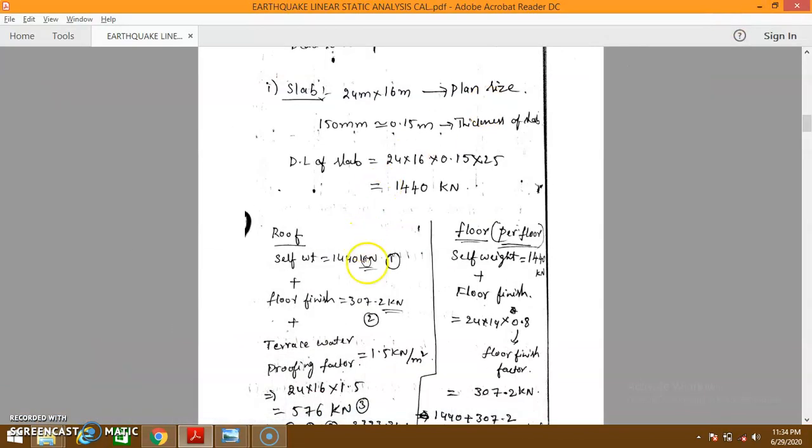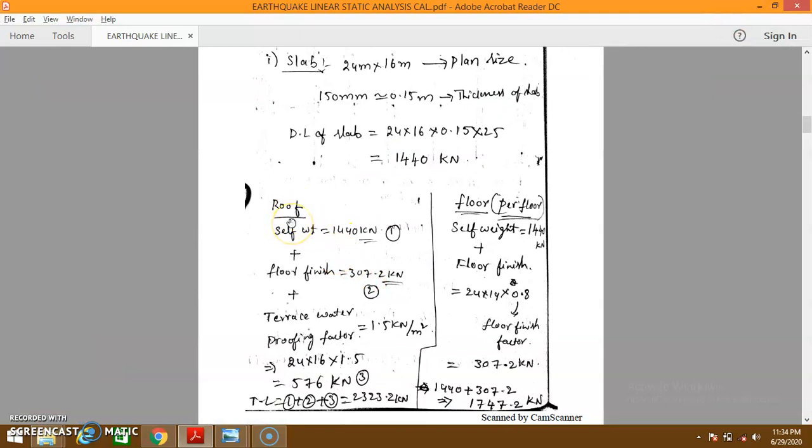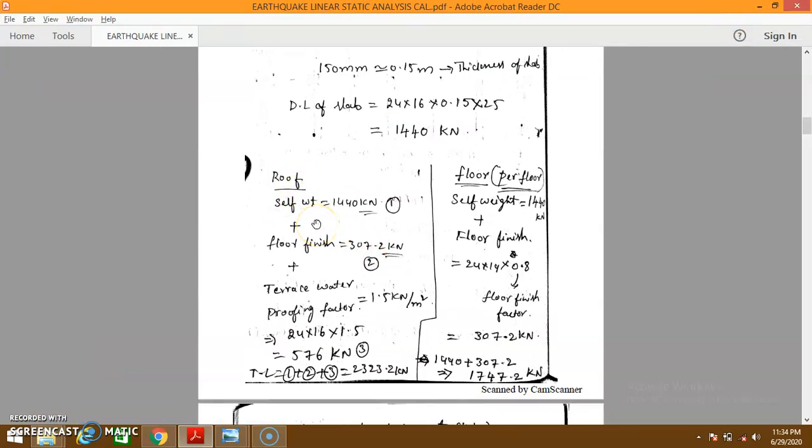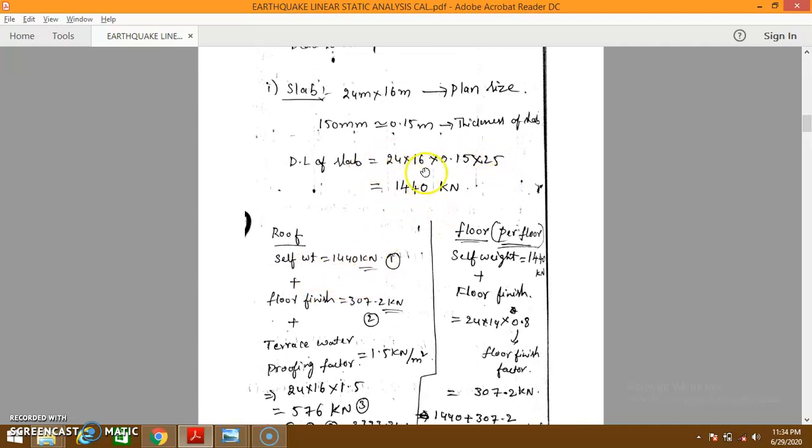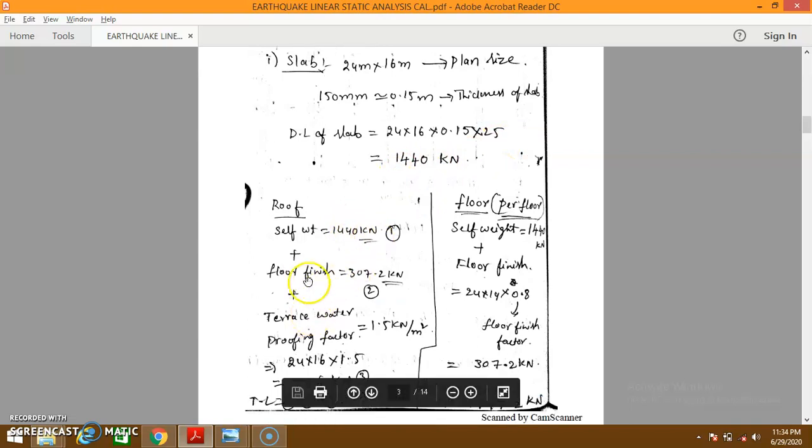Okay. Next is the roof. The topmost of the building, we calculate the self weight. Self weight of slab equals 1440 kilonewtons, already calculated: 24 by 16 into 0.15 thickness of slab into unit weight of concrete. 1440 plus floor finish. There is a floor, some floor finish is also there.